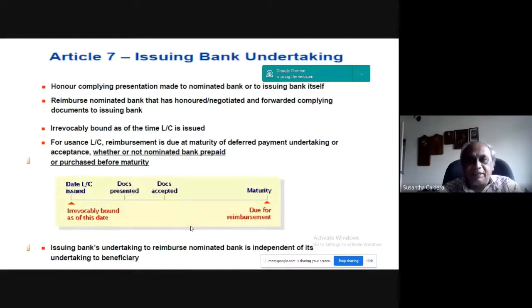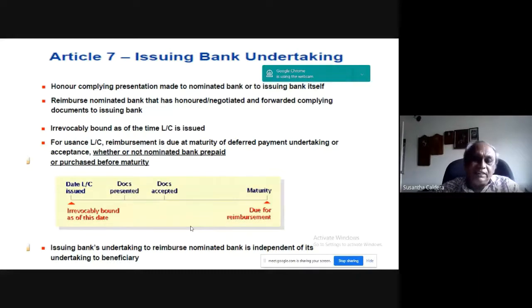Now we are going to reiterate. If there's a reimbursement, the nominated bank can claim the money from the reimbursing bank, right? Or else, if they are not claiming, then ultimately the issuing bank is the reimbursing bank. Irrevocably bound as of the time the LC is issued. That is one of the very important undertakings by the issuing bank.